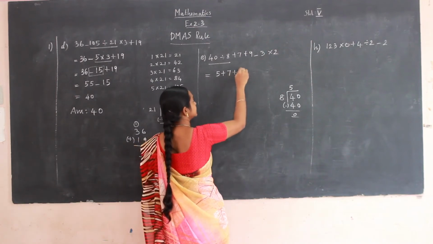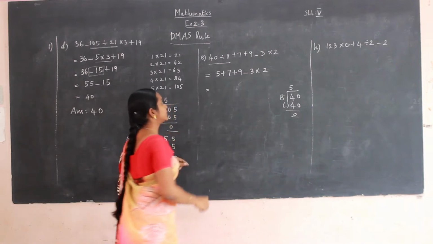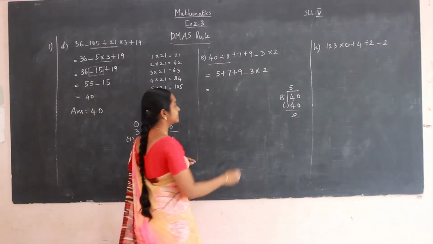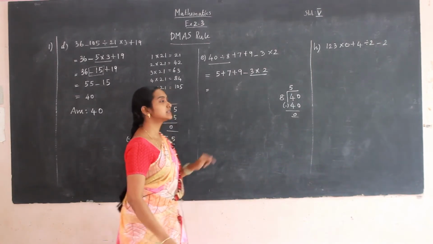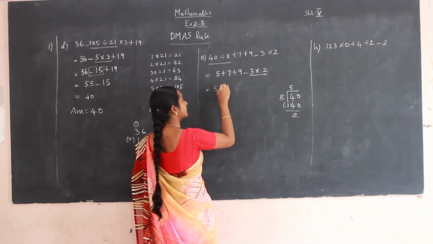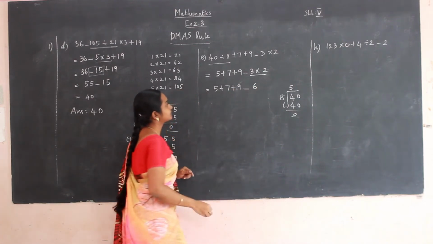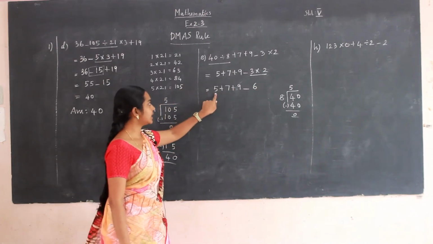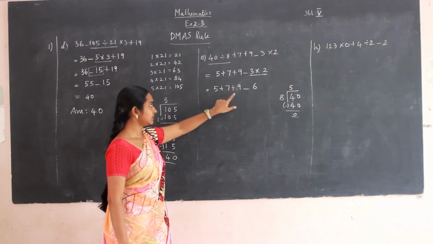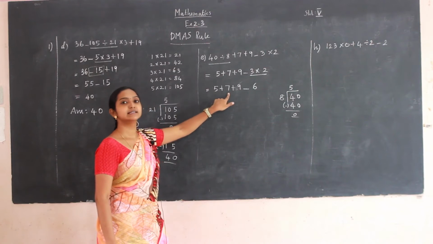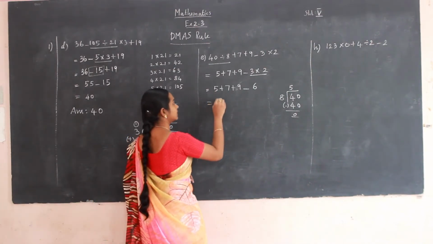7 plus 9 minus 3 into 2. According to the rule, we have to multiply first. 3 into 2 is 6. Next we have to add 5, 7 and 9. 9 plus 7 is 16. 16 plus 5 is 21.